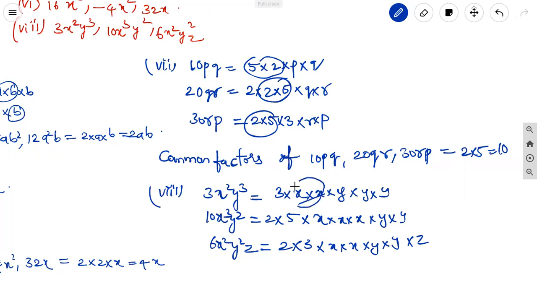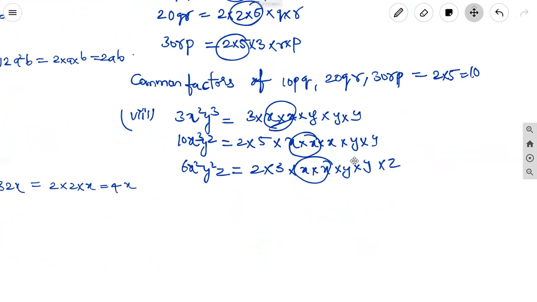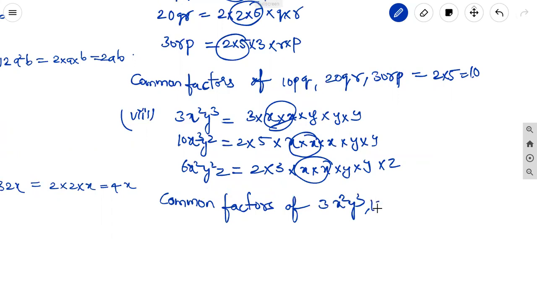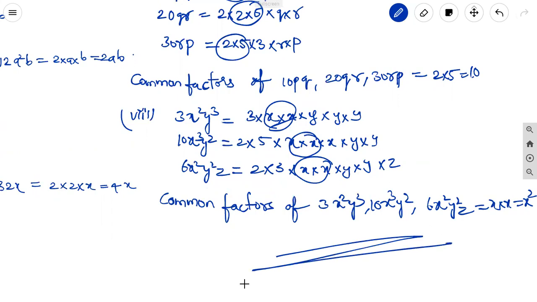So x square. Only x square, x into x, is the common factor. So the common factor of 3x square y cube, 10x cube y square, 6x square y square z equals x into x equals x square.